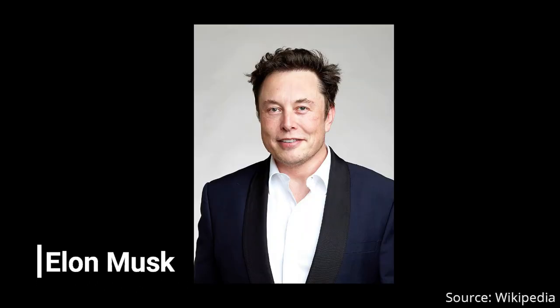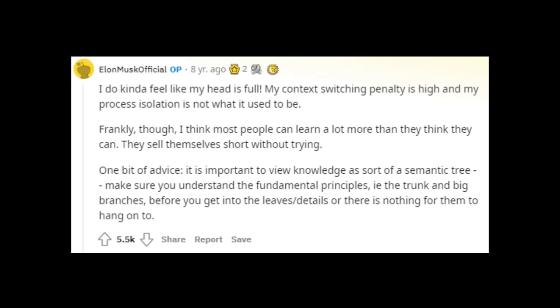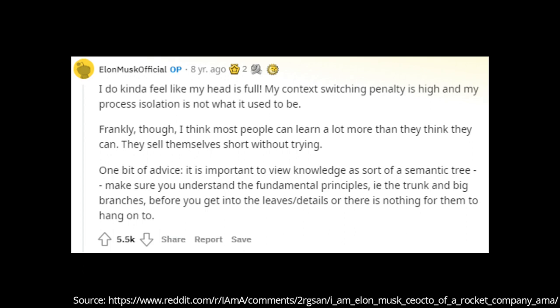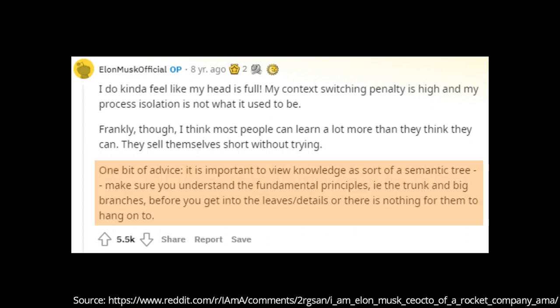For example, Elon Musk likes to think about learning in terms of a knowledge tree. In a Reddit Ask Me Anything, this was his reply to the question, how do you learn so much, so fast? One bit of advice, it is important to view knowledge as a sort of a semantic tree.